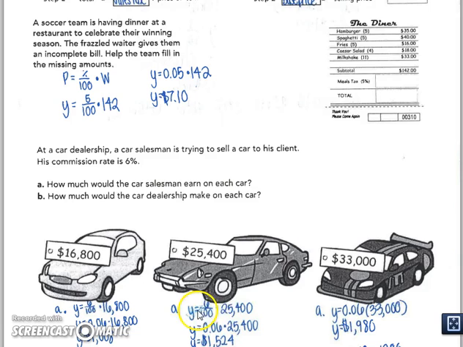Now what you'll see over here is that we're doing the same thing with the second and third cars. So we take y equals the same commission rate, 6%, so 6 over 100 times 25,400. Just like every other percent problem, we take that percent and we make it a decimal. So 6 over 100 becomes 0.06. So we take 0.06 times 25,400, and that gives us a commission amount of $1,524.